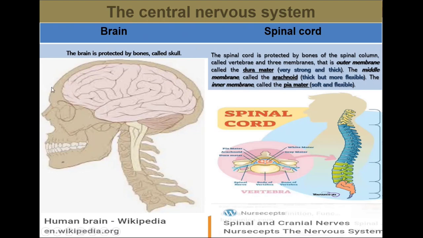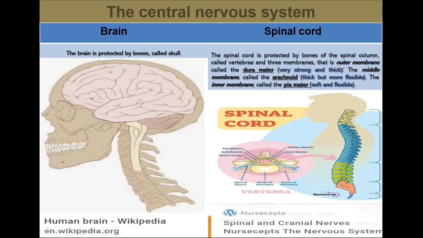They say this is the thickest bone in the body. The brain is protected by the skull. This is your brain. This is your skull. It's protected. Then the spinal cord is protected by the bones of the spinal column called vertebrae, and the three membranes.